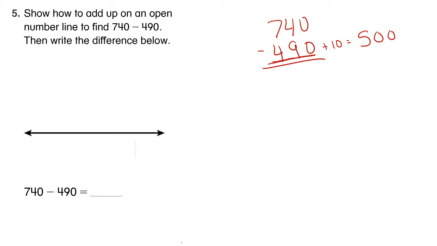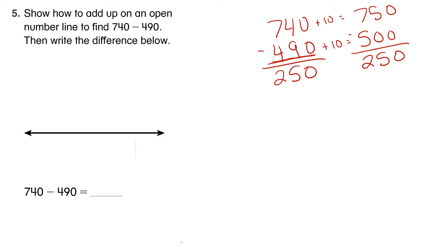Now, if I add 10 to 490, I need to add 10 to 740, because what I'm doing is I'm just shifting the subtraction problem down the number line. So 740 plus 10 is 750. Now if I subtract those, much easier to subtract, I get 250. So if 750 minus 500 equals 250, then 740 minus 490 is equal to 250.